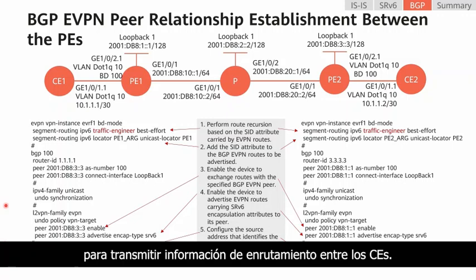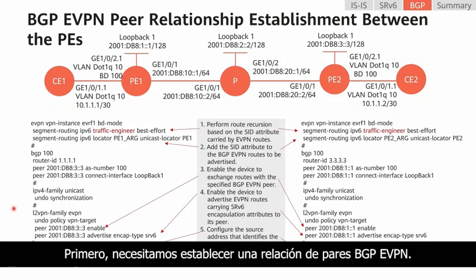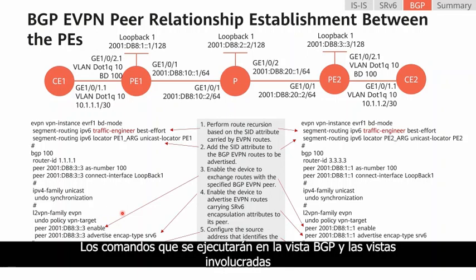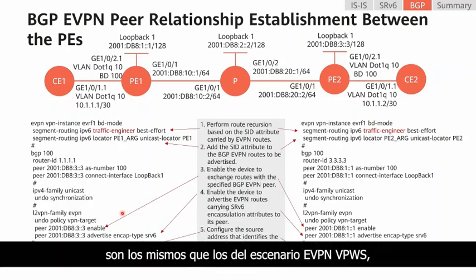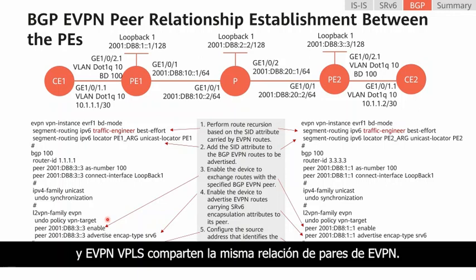Now we need to establish a BGP EVPN peer relationship between the PEs to transmit routing information between the CEs. The key configurations are as follows. First, we need to establish a BGP EVPN peer relationship. The commands to be run in the BGP view and the involved views are the same as those in the EVPN VPLS scenario, indicating that EVPN VPLS and EVPN VPLS share the same EVPN peer relationship.